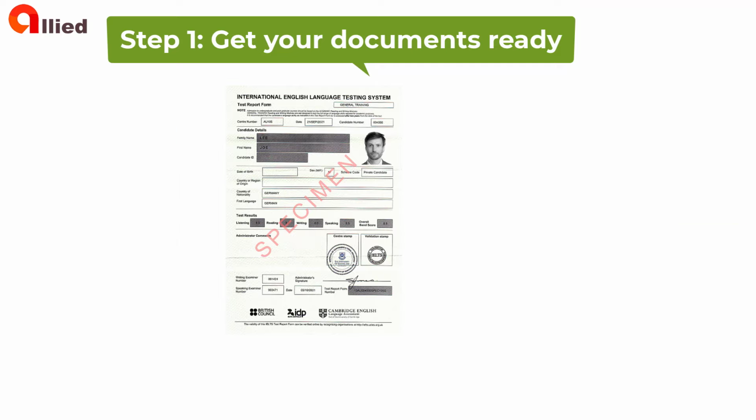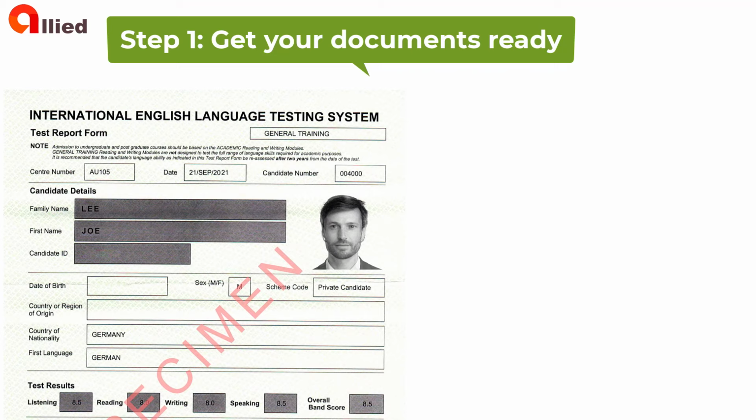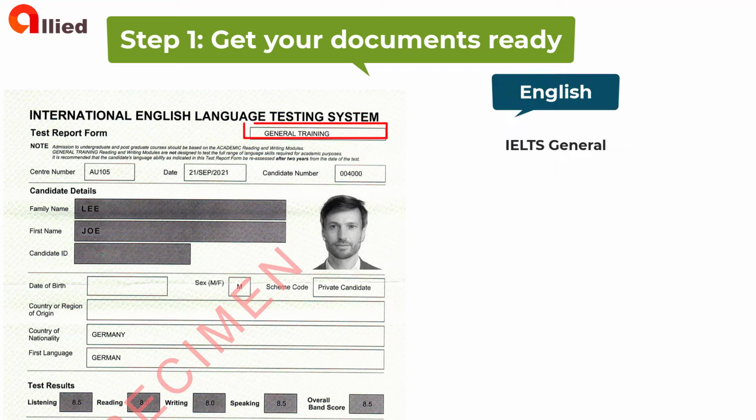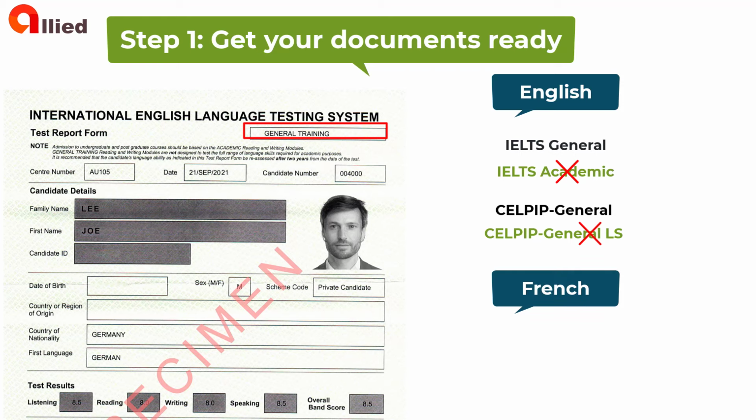To be eligible for Express Entry, you must prove your English or French language skills by taking an approved language test. For English, you can take the IELTS General Training test. Please note that the IELTS Academic test is not accepted for Express Entry. You can also take the CELPIP General test, and the CELPIP General LS test is not accepted. For French, you can take TEF Canada, Test d'évaluation de français.